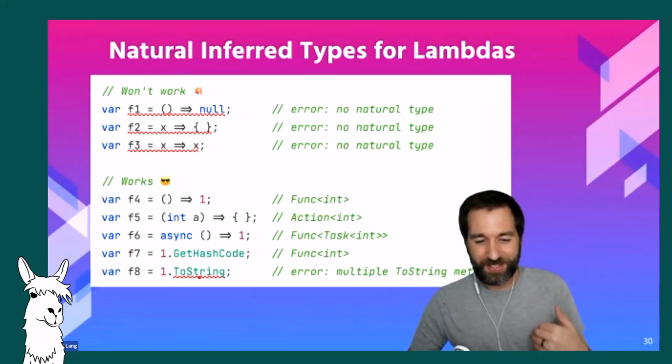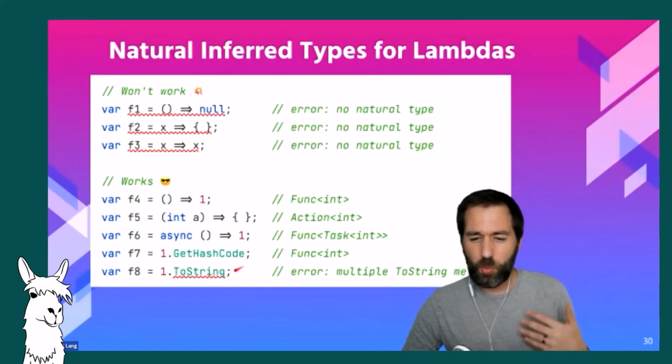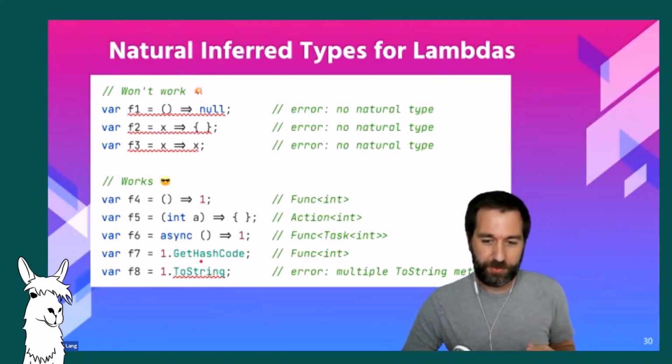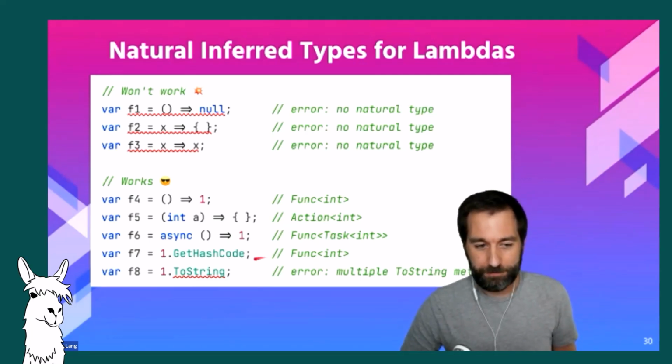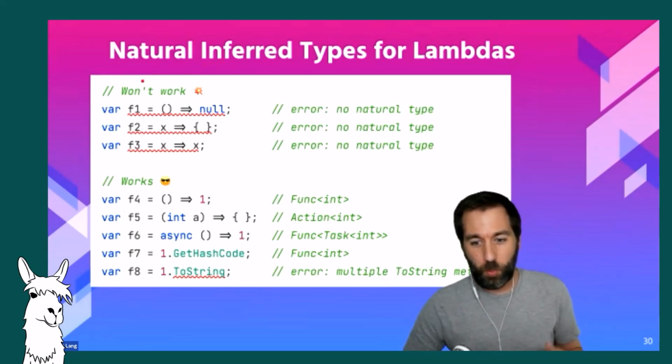And finally, on that last line, 1.ToString. Because this is int ToString, there's lots of overloads for it, so it won't know which one to pick. So the method group scenario will only work where there's one overload, which makes sense.